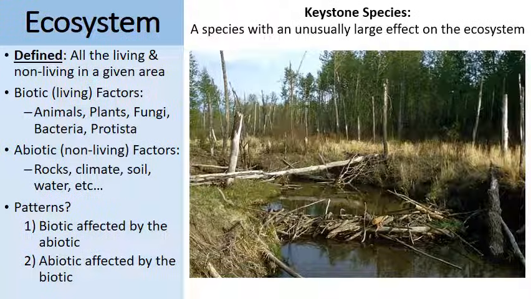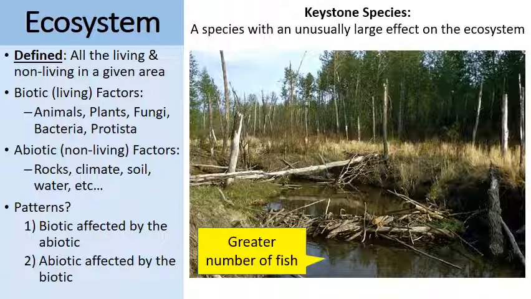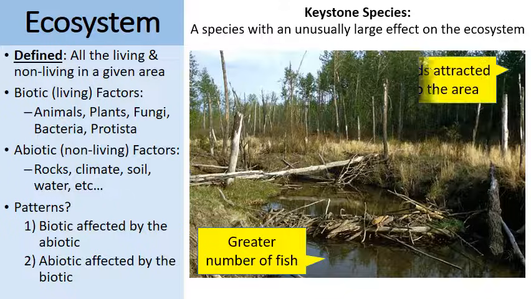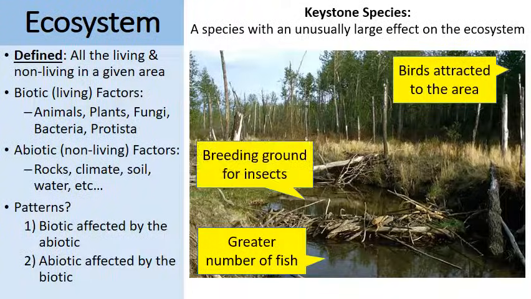By them creating beaver dams, they will slow the flow of this little stream here, and that creates pools of water which are habitats for greater numbers of fish. Of course, the increased fish might attract birds to the area to build their nest and live out their lives, to hunt the fish. And then the still water created because of the beaver dam is a breeding ground for insects. So by removing the beavers in the beaver dam, this entire ecosystem might not even exist. And that's what we mean by a keystone species. They have a great impact on their ecosystem.